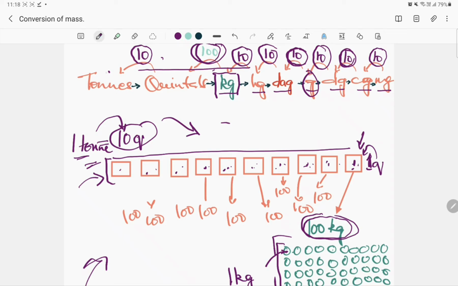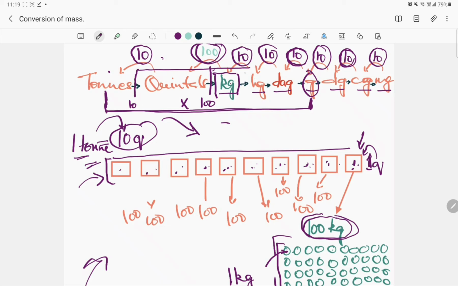So what are you supposed to do? You are supposed to convert a ton into grams, which lies here. So from here to here. Now how many conversion steps do we have? First you have to convert tons into quintals. So we get 10, which is the first conversion factor. Then you have to convert quintals into kilograms, which is 100, right? So you have to multiply these two.